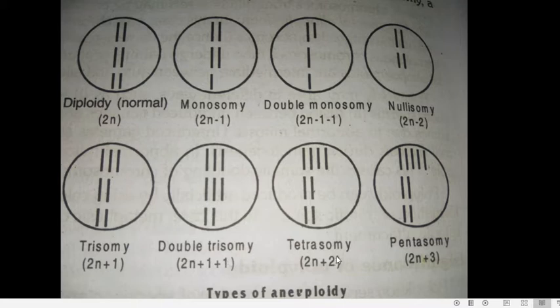Now we go to tetrasomy, where into one of the homologous pairs, 2 chromosomes are added. So this pair will be having 4 chromosomes. So this particular chromosome is having 4 homologues. That condition is called tetrasomy. It is denoted as 2n plus 2. Then pentasomy will be 2n plus 3, where 3 chromosomes are added to a homologous pair. So these are all examples of hyperploidy, and altogether these conditions, when they prevail, are called aneuploidy.